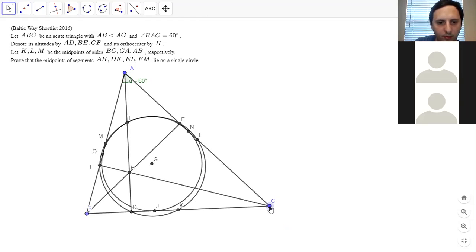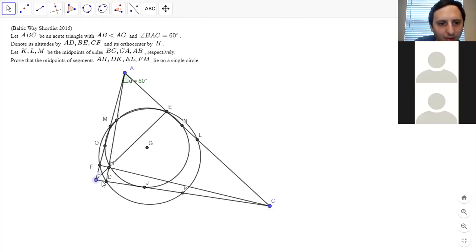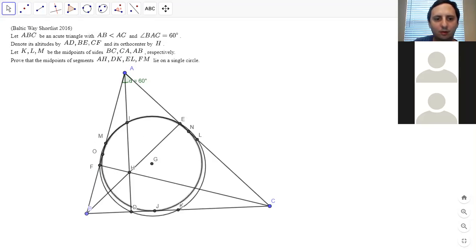What if I moved around point B? Yeah, oh no, because here it's not the incircle. You can see it right there. Interesting. Okay, so yeah, it's not the incircle.